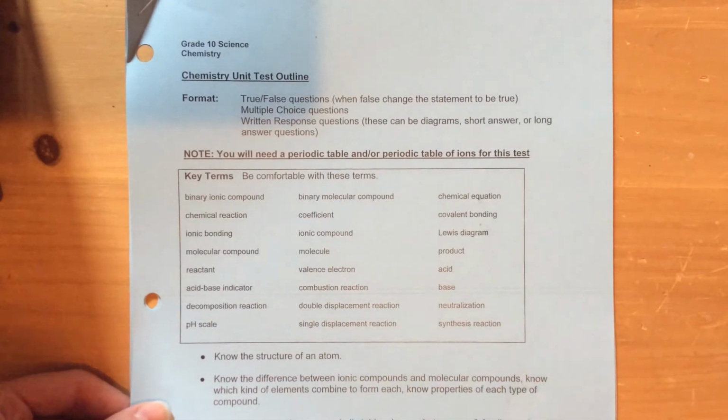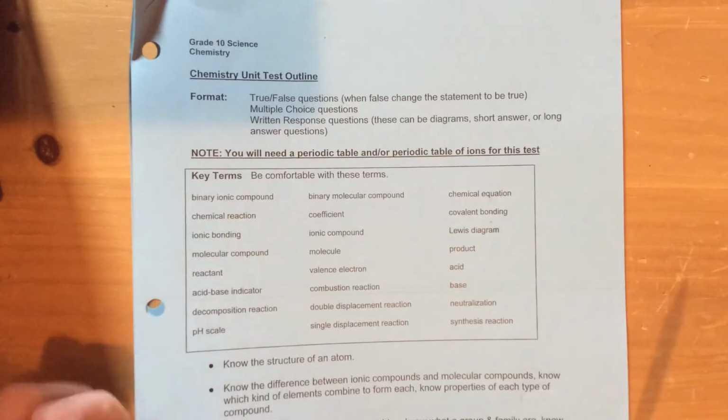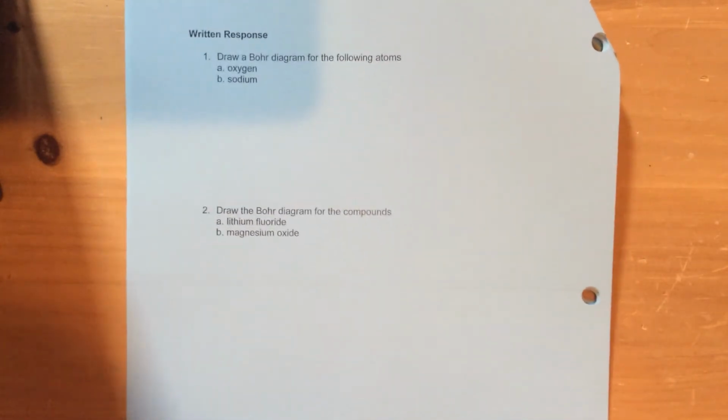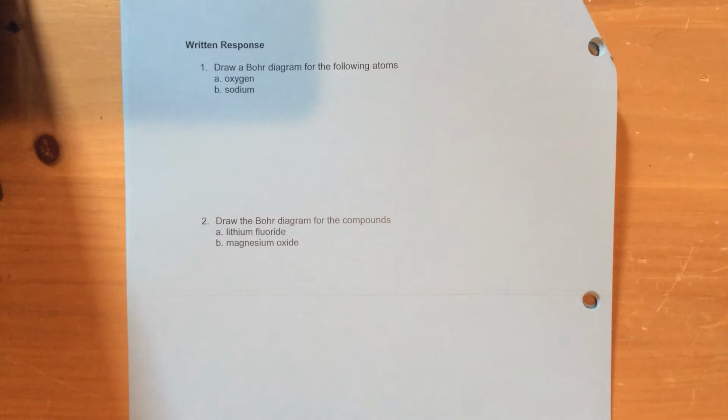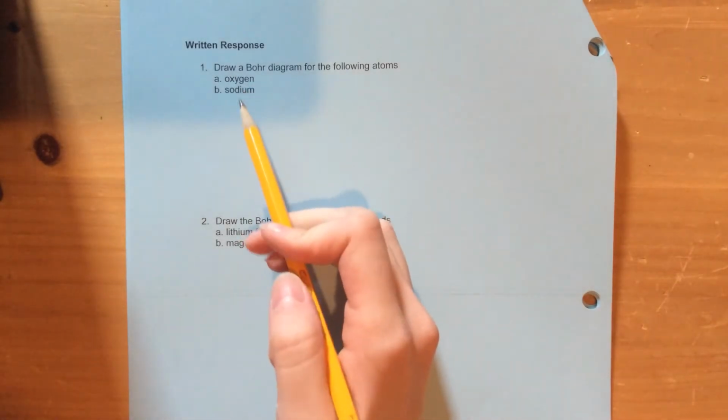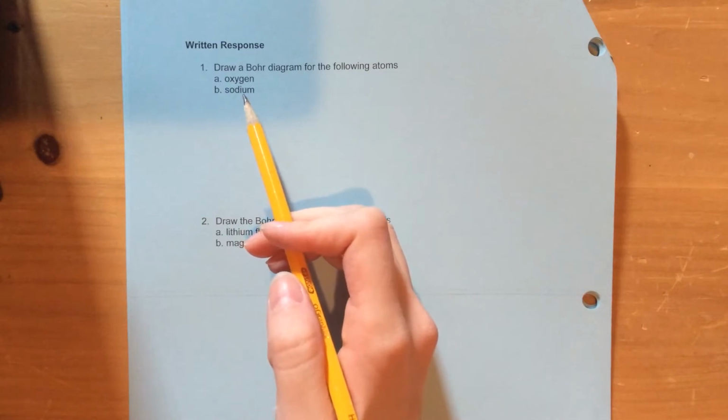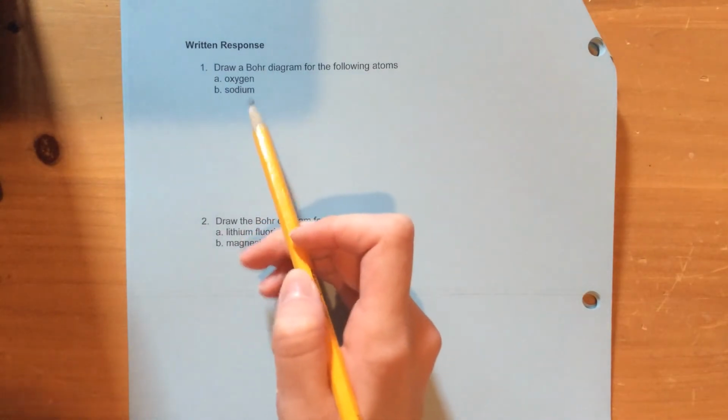Since no one asked specific questions, I think we'll just go through some more of those written response questions at the very back. Specifically, how to draw Bohr and Lewis dot diagrams for single atoms and compounds, because that is something we learned at the very beginning, so we might be a little rusty on it. For question number 1, we're just going to do one of these. It says, draw a Bohr diagram for the following atoms, oxygen or sodium.